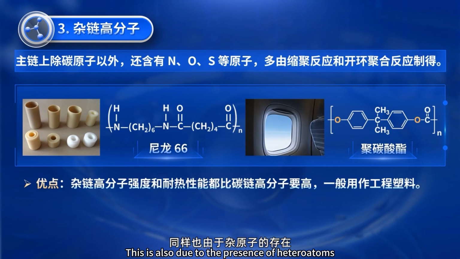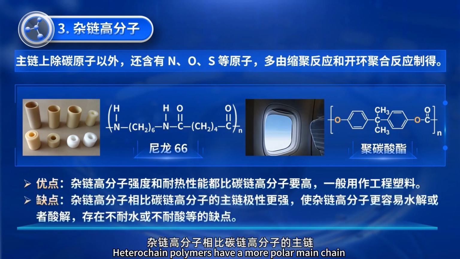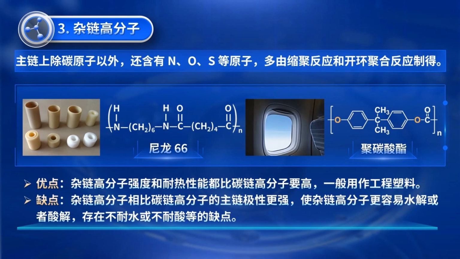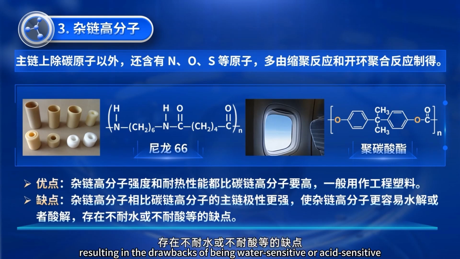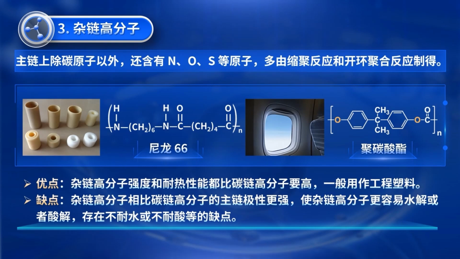This is also due to the presence of heteroatoms. Heterochain polymers have a more polar main chain compared to carbon chain polymers. This makes heterochain polymers more susceptible to hydrolysis or acidolysis, resulting in the drawbacks of being water-sensitive or acid-sensitive.